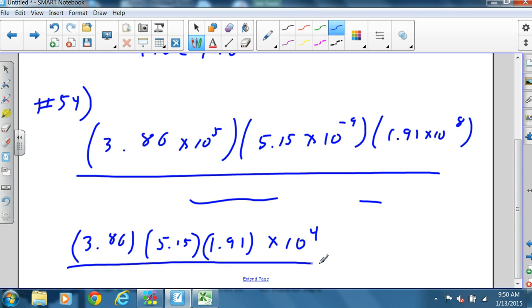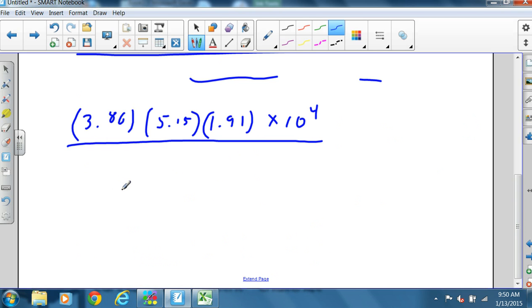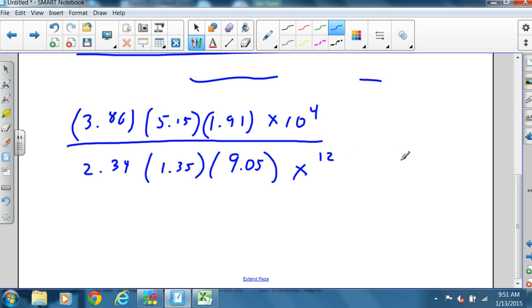And then I'd do the same thing on the bottom, 2.34, 1.25, 9.05, and then I'd say times, there's a 10, there's a 6, there's a 12. So whatever my answer is going to be, I'm going to have times 10 to the minus 8th. So then I put the numbers in my calculator.